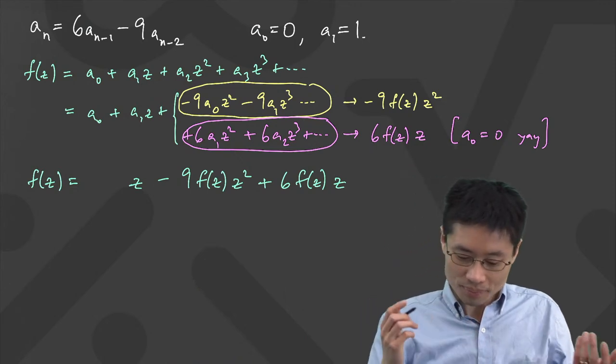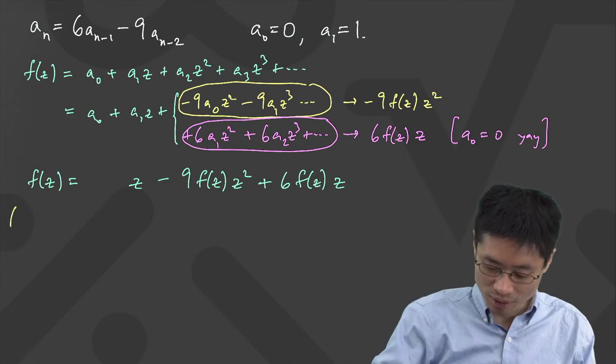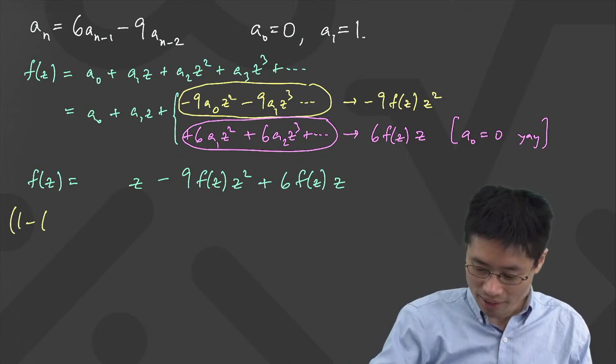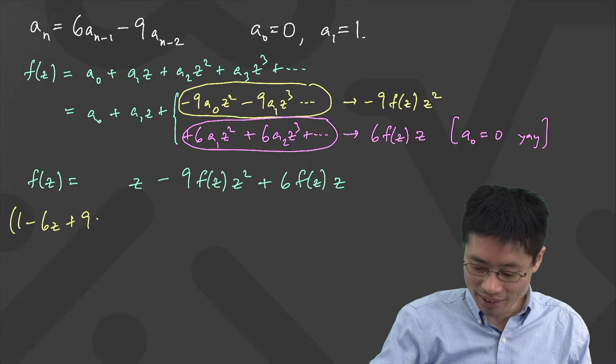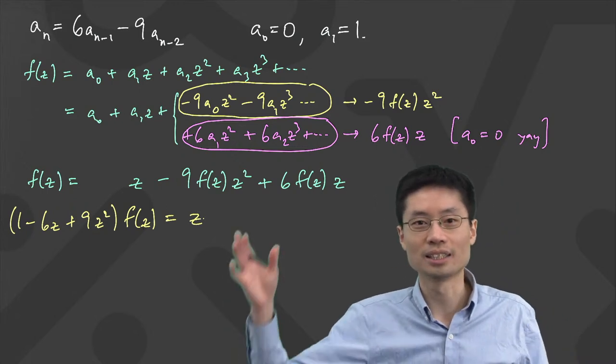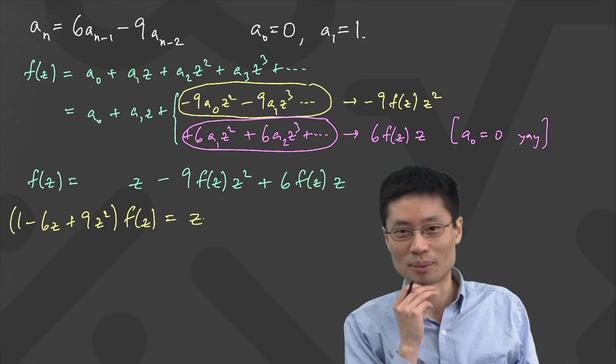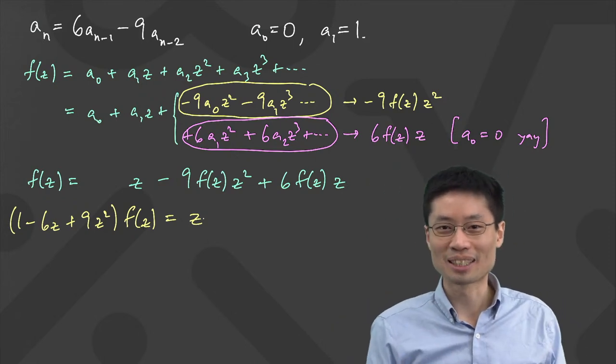Okay, then let's just go and pull over all the f of z's onto one side, and that's going to give you a factor of 1 minus 6z plus 9z squared times f of z is equal to z. All I did is just shove all the f of z onto one side. Now you see why I chose the numbers this way. Now we get some weird stuff.